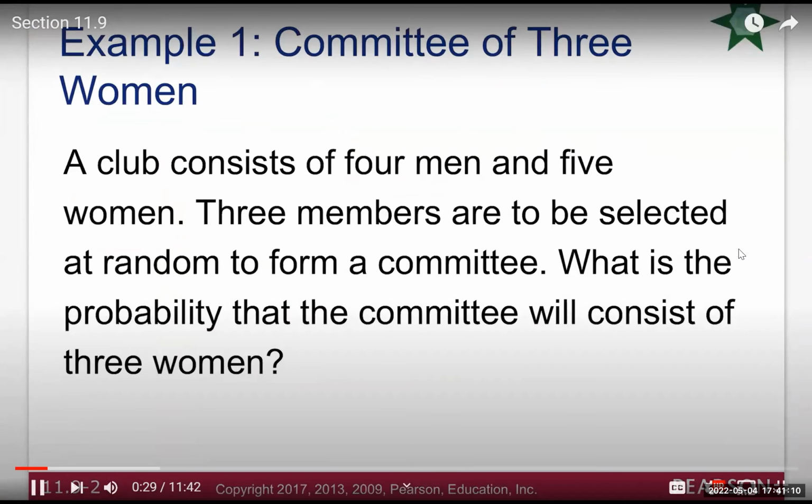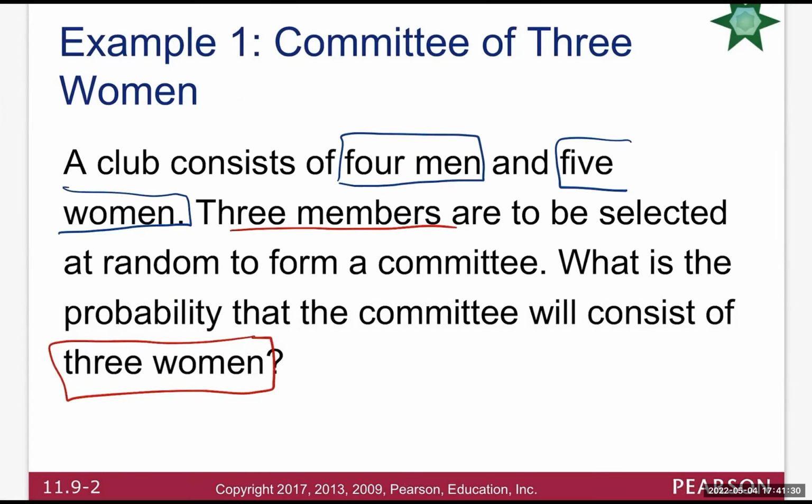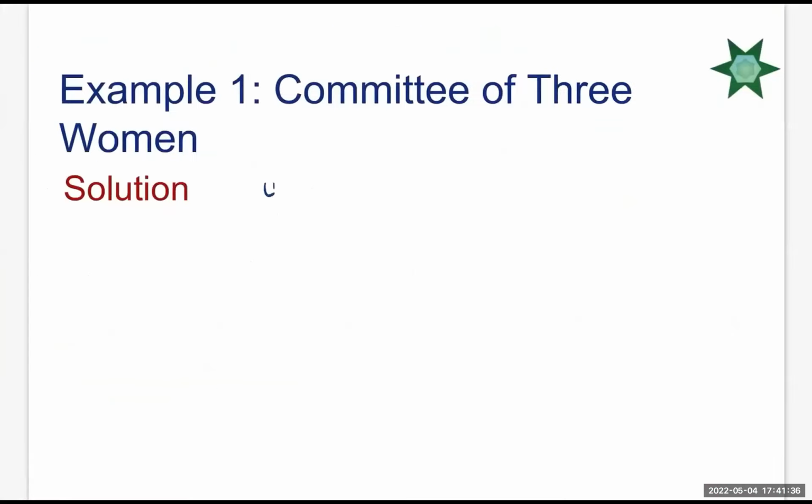All right, so let's see. The key phrases here are that there are 4 men and 5 women, and we're selecting 3 members. And they want to know, what is the probability that the committee will consist of 3 women? All right, so this is a classic probability. So let's go to the next slide and take a look at this. So we got 4 men and 5 women.